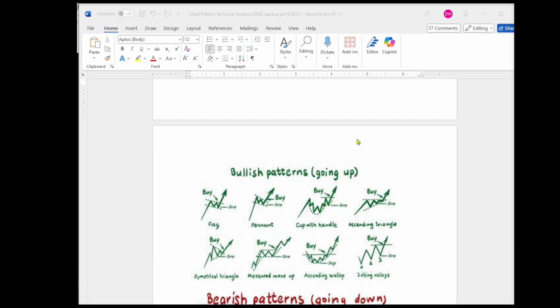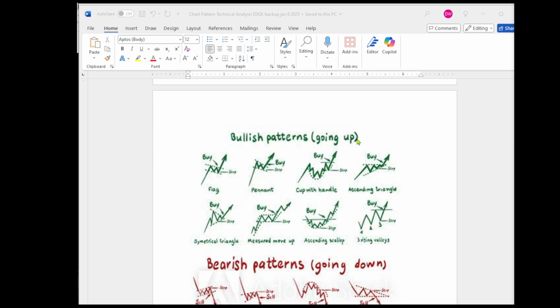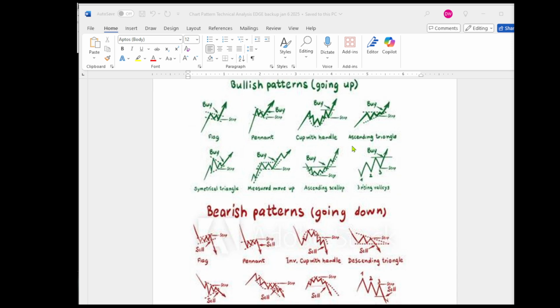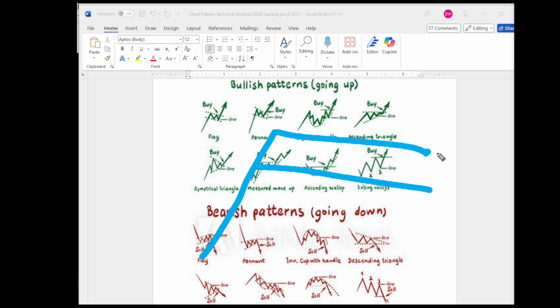Now, bullish patterns and bearish patterns. What are we supposed to do? What are we supposed to buy? When are we supposed to buy? When are we supposed to sell? Well, if you notice the bull flag, which many people said they liked, when are you supposed to buy? Well, if it's doing this, you're supposed to buy here. There's your breakout, right?